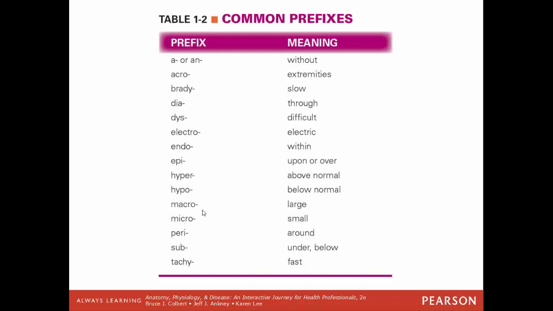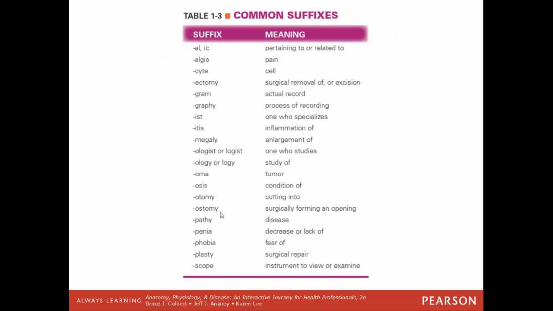And here are two terms we talked about earlier, micro and macro. We talked about microscopic anatomy and macroscopic anatomy. Micro always means small, so think of a microscope. And macro always means large. So these are all very, very common prefixes that you'll see many times in a medical setting. Some common suffixes. Gram means an actual record.